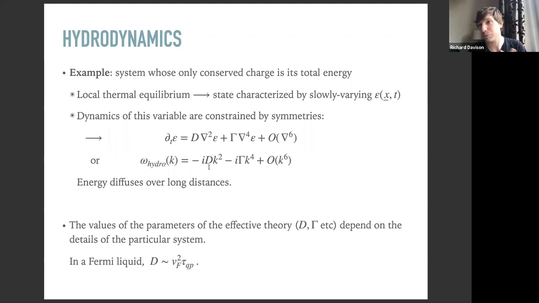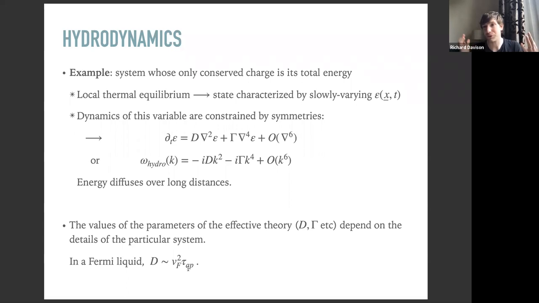And for that, we need some more microscopic understanding of our particular system. So this is where kinetic theory, for example, comes in. If I have an underlying quasi-particle description, like in a Fermi liquid, I can use that to compute the values of these effective parameters. In a Fermi liquid, this diffusivity is just given by the Fermi velocity squared multiplied by the lifetime of the fermionic quasi-particle. But in systems where there are no quasi-particles, this procedure obviously doesn't work.